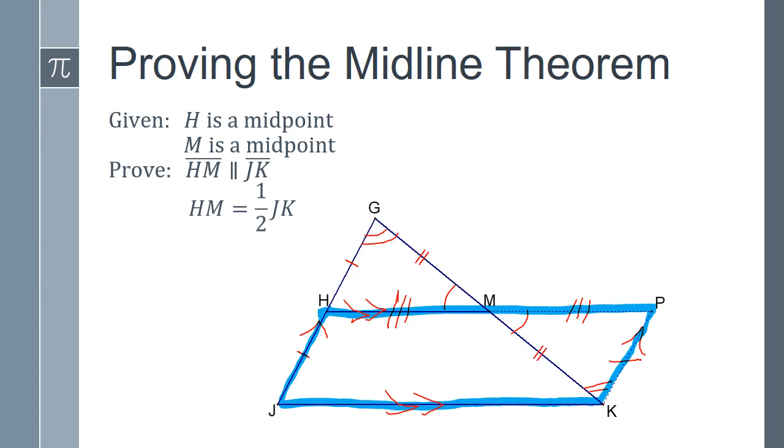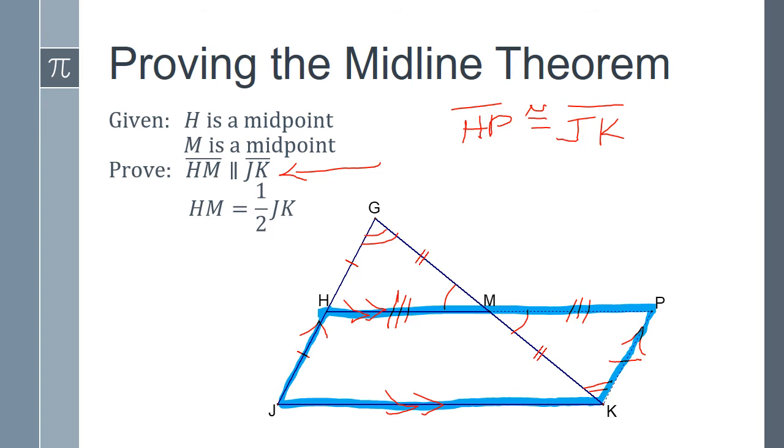So we've proven this part. So part 1 is done. Okay, now, since HP, now I'm going to write this out, segment HP is congruent to segment JK, right, by opposite sides of a parallelogram are congruent.